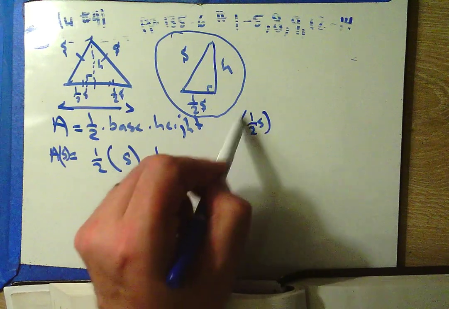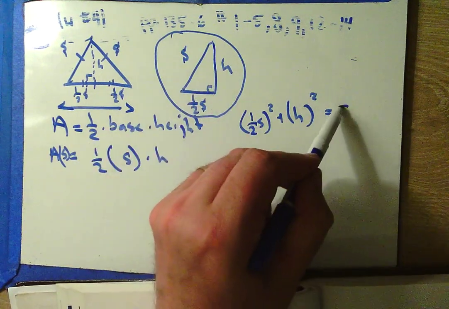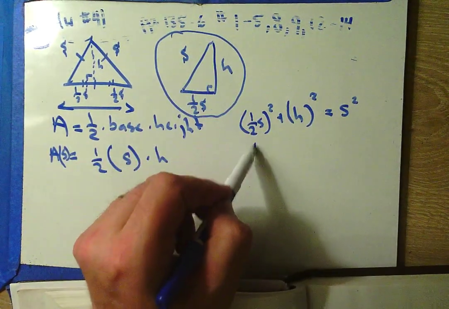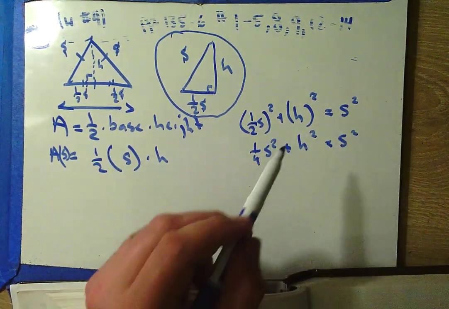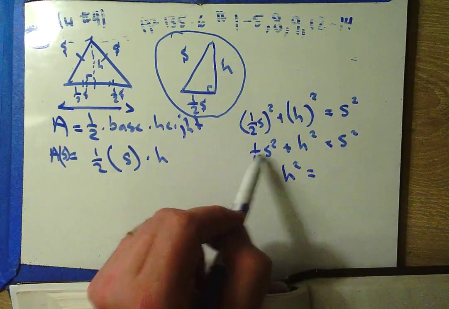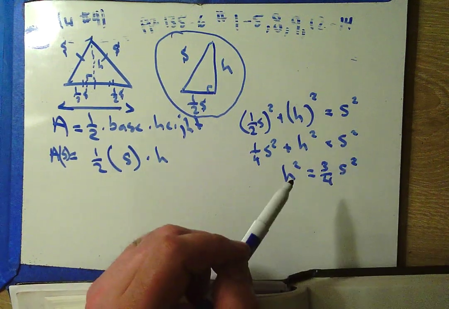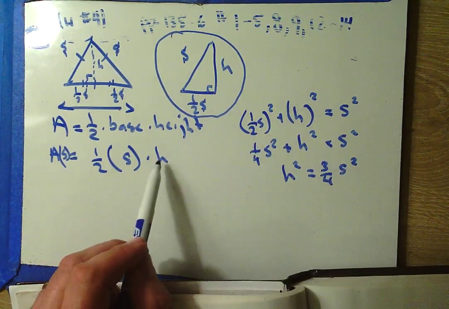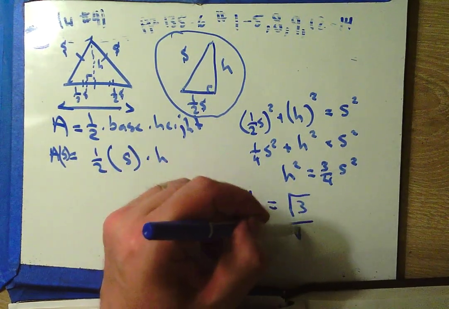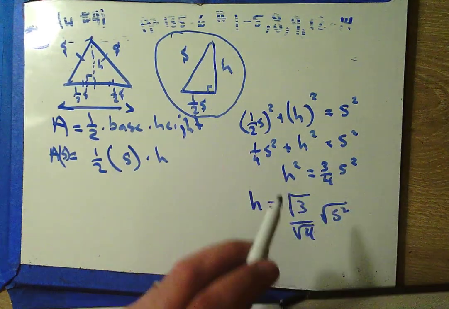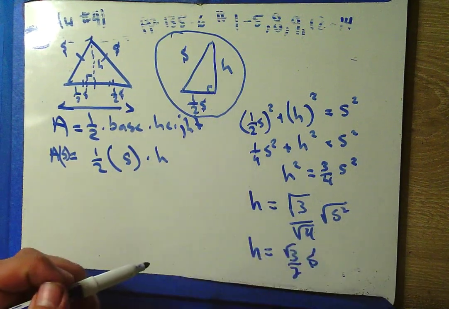I want to say 1/2 s squared plus h squared should equal the hypotenuse s squared. So this will be 1/4 s squared plus h squared equals s squared. Or h squared equals, when I subtract 1/4 s squared from both sides, 3/4 s squared. But I don't want h squared, I want h. So go a little further, take the square root of each side, and what do we get? We get that h equals √3/2 times the side length.